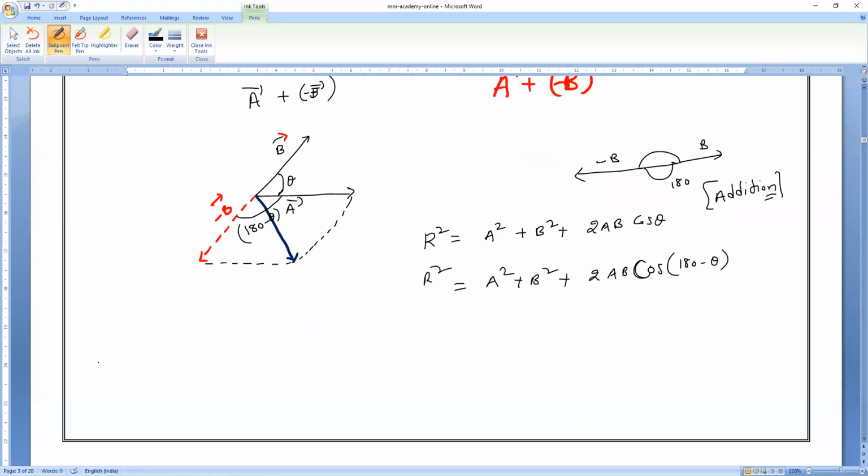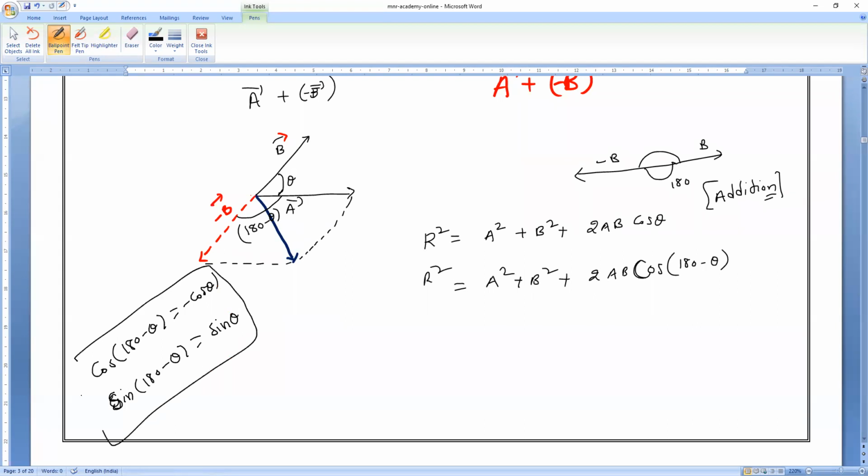Now mathematics, all of you remember. Cos of 180 minus theta equals minus cos theta. In the same way, sin of 180 minus theta equals sin theta. Please learn these formulas. Mr. Pradosh, are you able to catch what I'm saying? So now what will happen? R square equals A square plus B square plus 2AB cos 180 minus theta. What will come? Minus cos theta. So R square equals A square plus B square plus into minus 2AB.